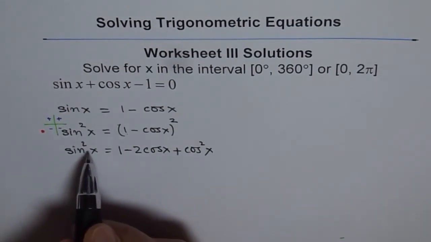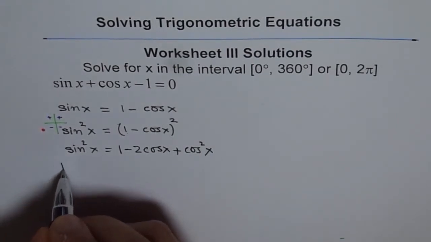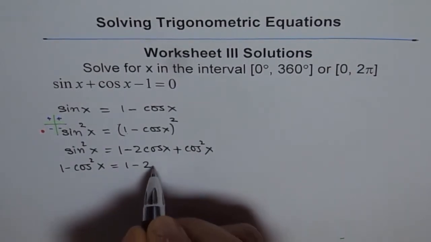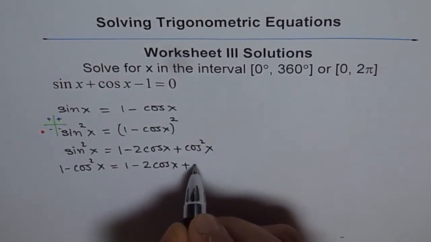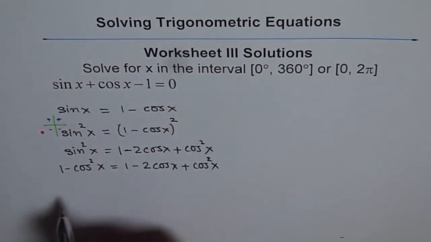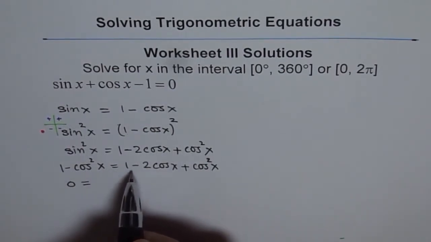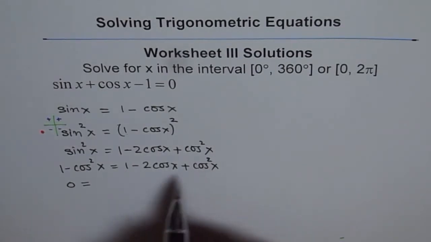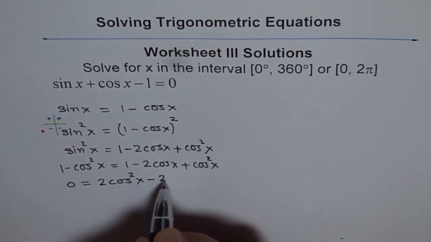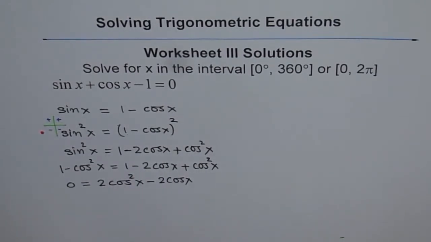Now if I write sin square x in terms of cos square x, I have a quadratic equation in cos. So I'll write this as 1 minus cos square x, correct, equals 1 minus 2 cos x plus cos square x. Now let me bring all the terms to the right and see what happens. We get 0 equals, when I bring minus cos square x, it becomes plus cos square x, and we already have 1 here, so it becomes 2 cos square x, and we have minus 2 cos x, plus, when I bring 1 here, 1 minus 1 is 0, so you get 0 there.